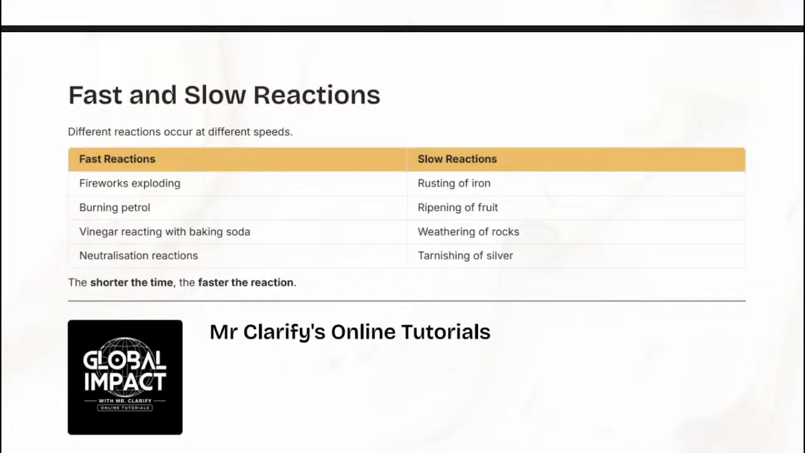Some reactions are fast, some reactions are slow, like we said. Fast reactions: fireworks. For fireworks to explode, there is a reaction there, and it happens so fast. It goes up in the air, it explodes, you see nice lights and everything. This is a fast reaction. Burning petrol is a fast reaction. You can finish your fuel driving from here to the next place, because it's happening fast. Neutralization reactions, like vinegar with baking soda. All these are fast reactions.